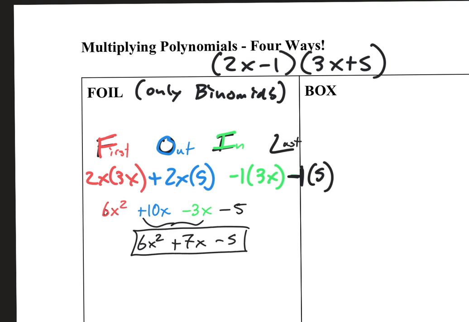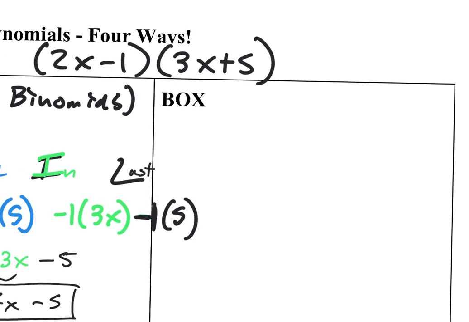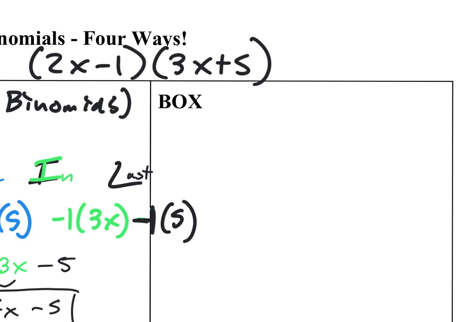The other 3 I'm going to show you can potentially work for any type of polynomial. Binomial, trinomial, trinomial, trinomial, monomial, trinomial, and so on. So I'm going to show you the one that is actually my favorite, the one that I think students usually end up using the most, and it is called the box method. And here's what you do. It doesn't matter which one. You take one of these, you put it on top, one of these on the side. Let me show you what I mean. So I'm going to do 2x minus 1 on top.